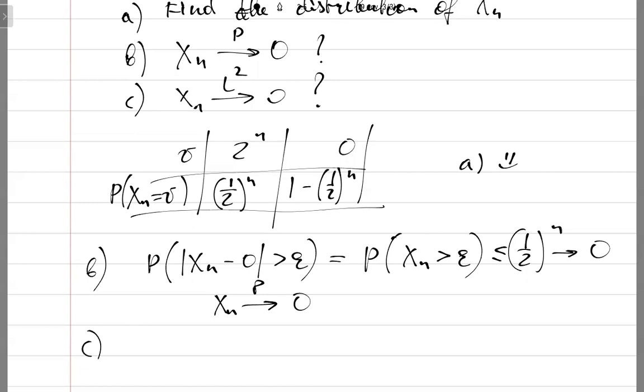Now let's check C. What is the expected value of X_n minus 0 squared? Professor, shouldn't we say here that the probability tends to 0 as n goes to infinity? Yes, obviously. We cannot tend n to 0 because n is a number of tosses. Yeah, I meant it.